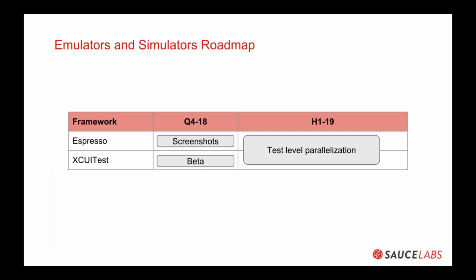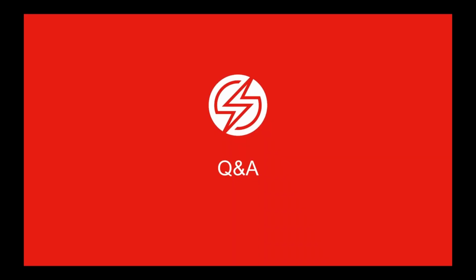What else do we have on our roadmap? In this next quarter, we're planning on adding screenshots for failed tests, and we're also going to launch beta support for XCUI tests on simulators. And going forward, in the first half of 2019, we're planning to speed up Espresso and XCUI test execution with test-level parallelization. Cool. That's all I had, and now we can switch to Q&A.